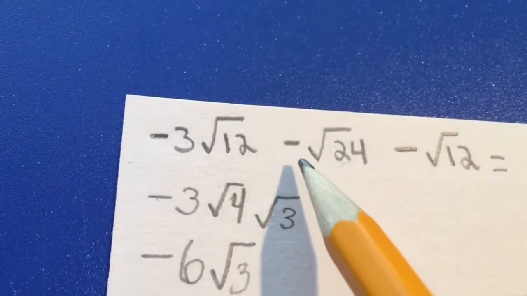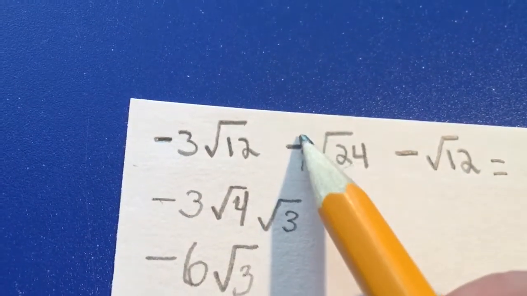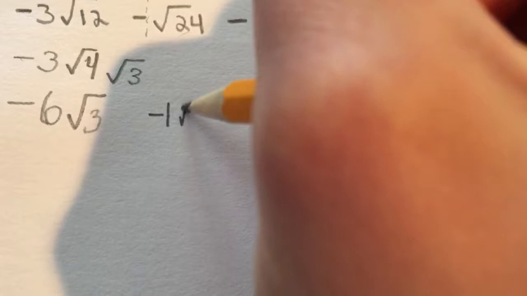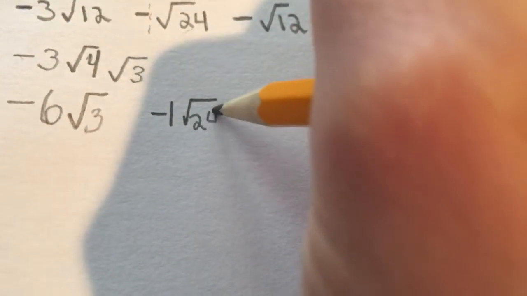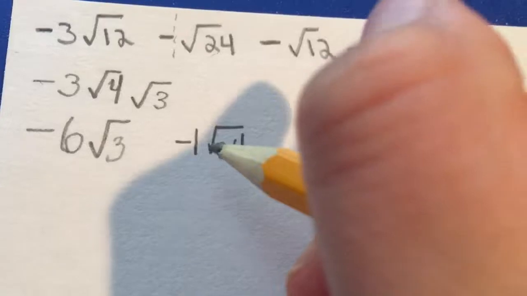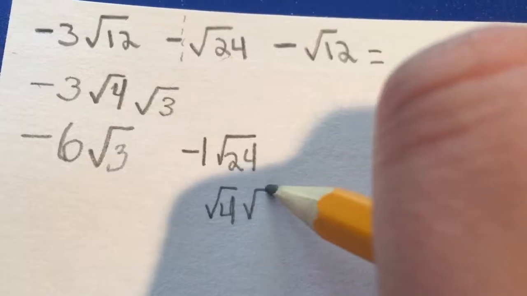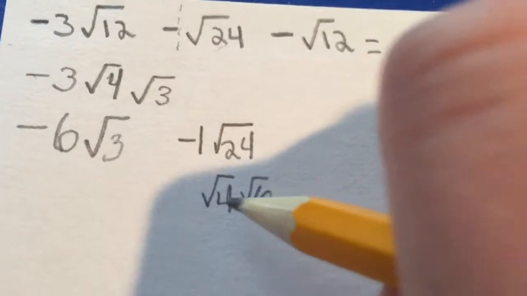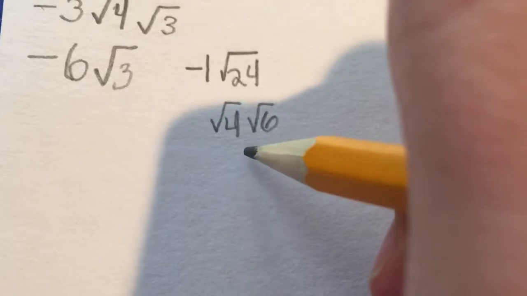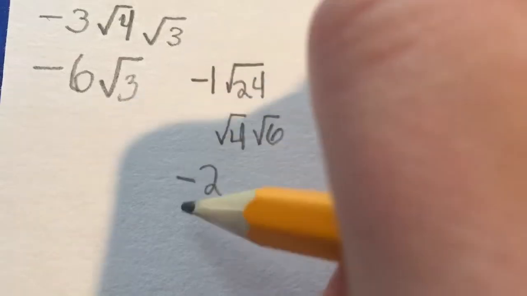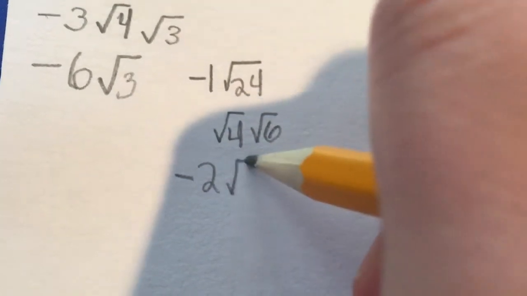So if you'll recall, this is really like a 1. It's an invisible 1. So we have negative 1 rad 24. And the perfect square of 24 is again 4. And the rad that multiplies with rad 4 to get 24 is rad 6. So then the square root of 4 is again 2. So then we have 2 times negative 1 is negative 2. And then we're left with rad 6 because rad 6 can't be simplified further.